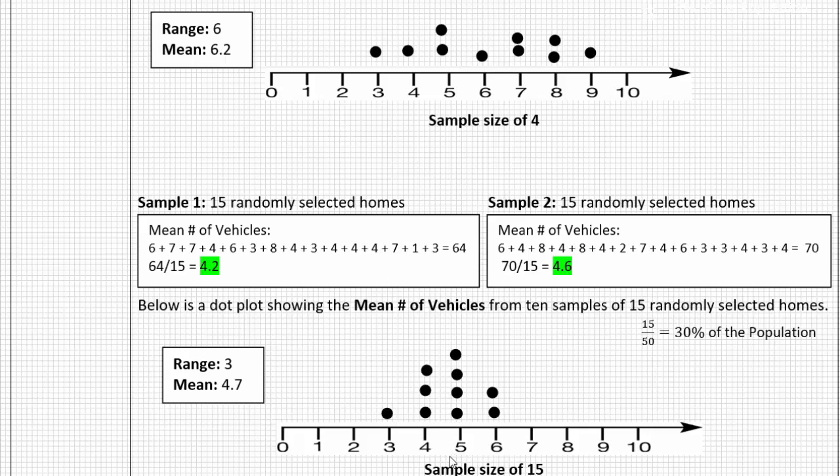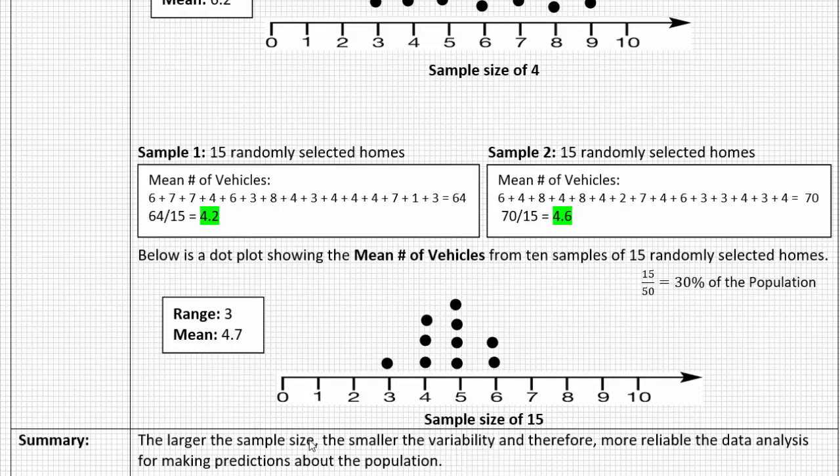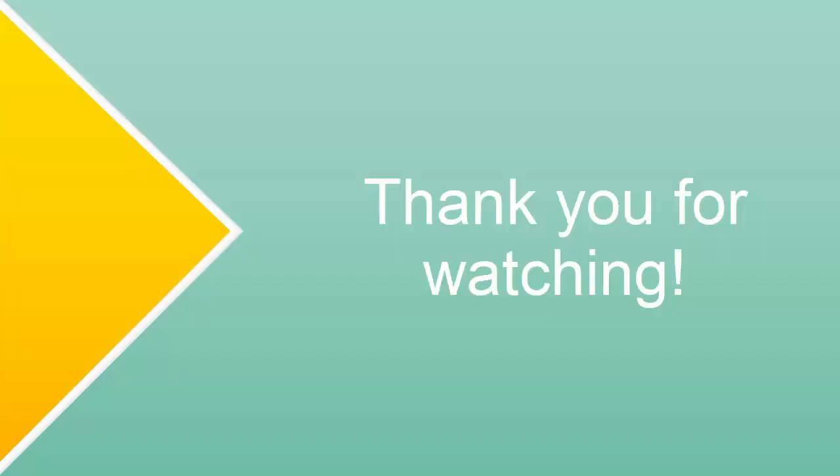And so what do you think is important then on the proportion? The larger the sample size, the smaller the variability, and therefore it makes for more reliable data analysis that we can use for predictions about the population.